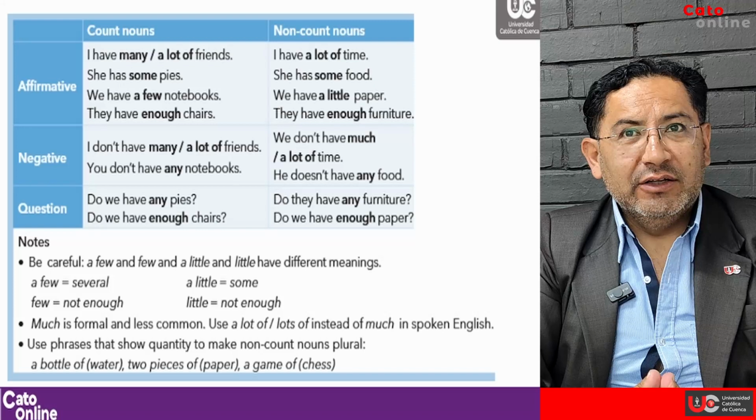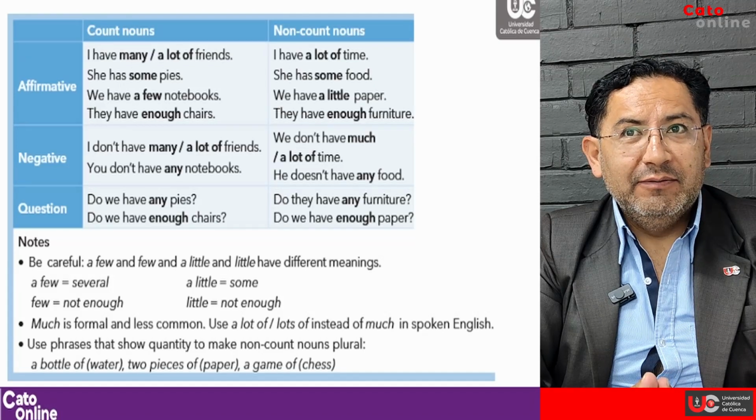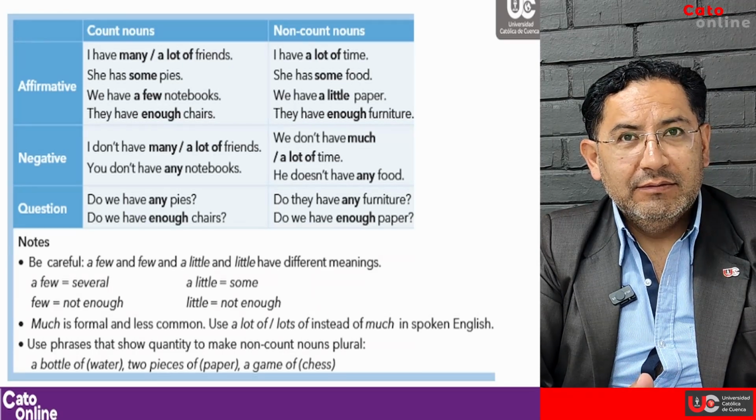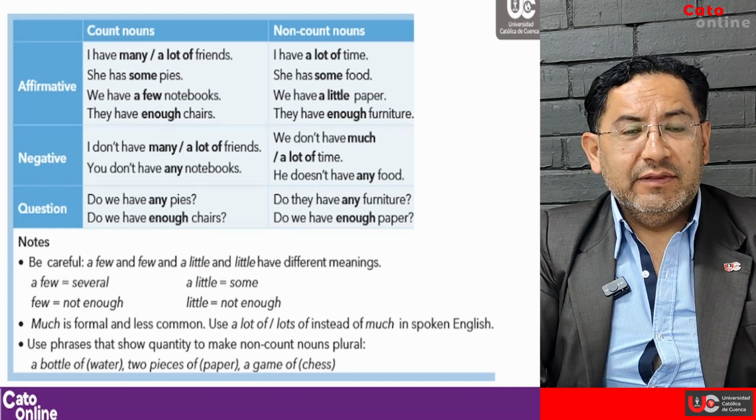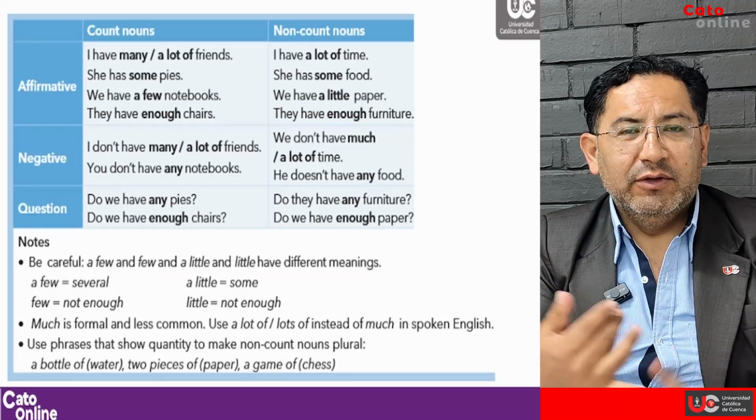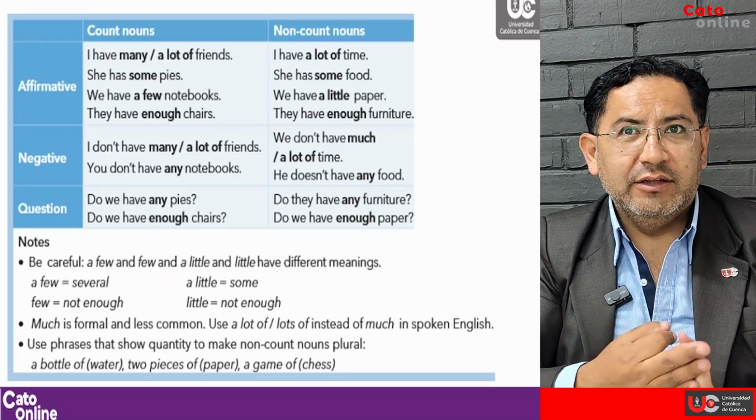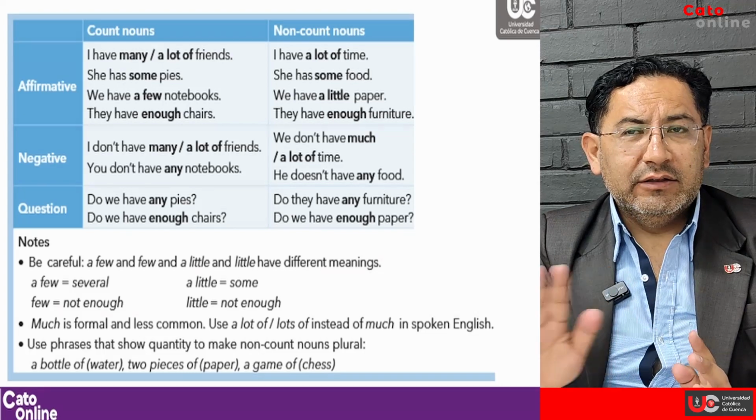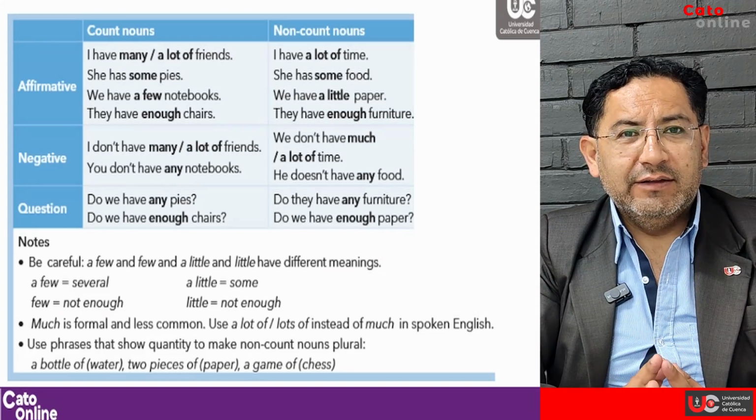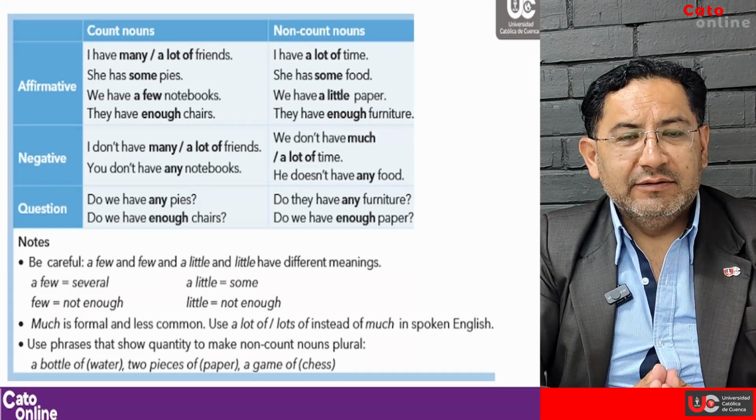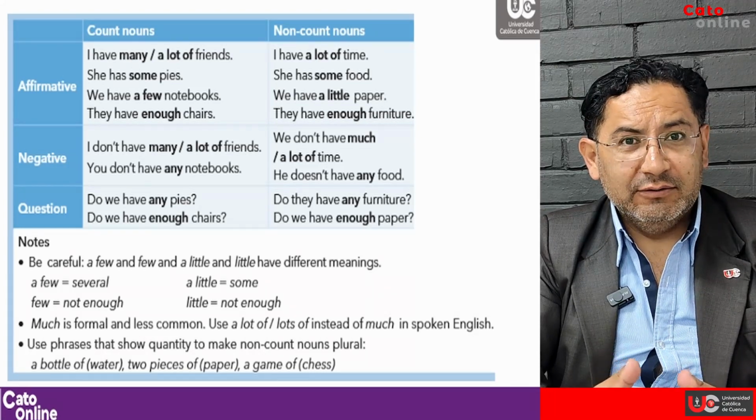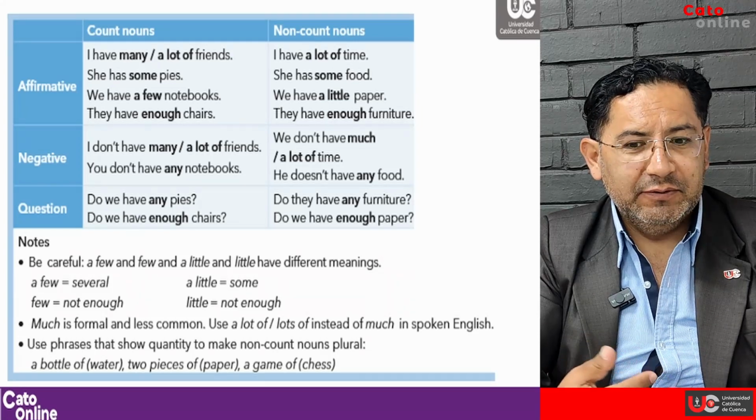We have a few notebooks. We have a little paper. You can notice that we use a few and a little. That's the difference, because notebooks are count nouns. We can count one notebook, two notebooks, three notebooks. On the contrary, we say we can have a little paper. Paper is a non-count noun. We cannot say one paper, two papers.